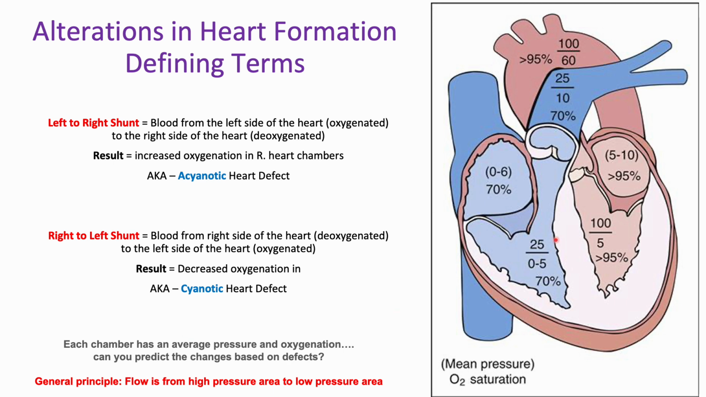If you know what the defects are, a lot of these defects we're going to talk about are defects in the septum or defects in structures failing to regress from embryonic derivatives. You should be able to predict how these changes are going to occur. The general principle is flow goes from a high pressure area to a low pressure area. So if there's a hole between these ventricles, where do you think blood is going to flow? From the high pressure side to the low pressure side. And if it's flowing from the left side of the heart to the right side, we said this is a left to right shunt, it will be acyanotic. So we're going to start with our acyanotic heart defects, and we're going to move on to our cyanotic heart defects.